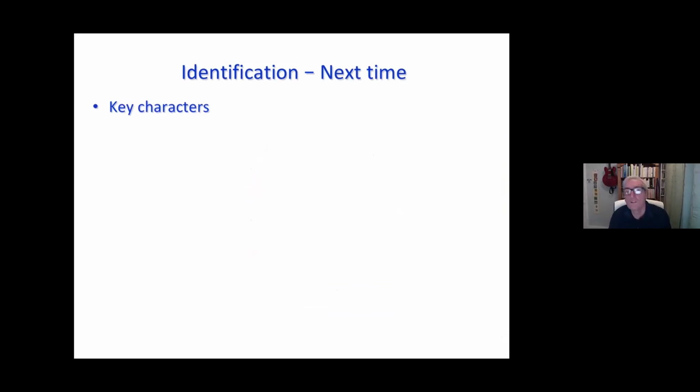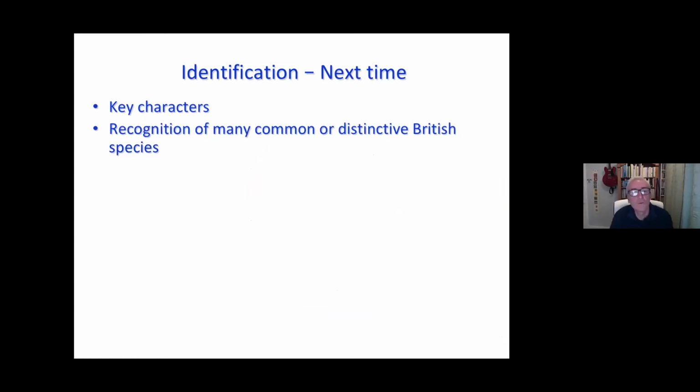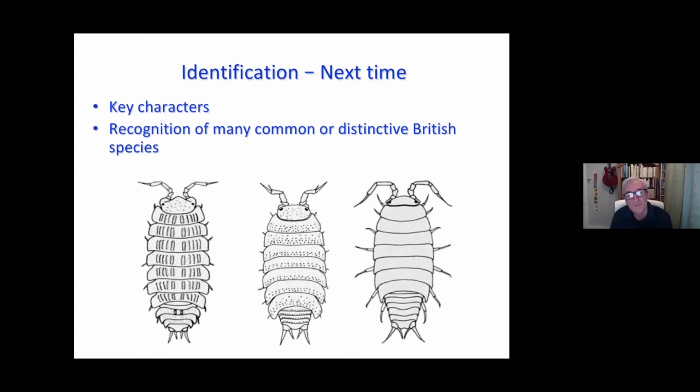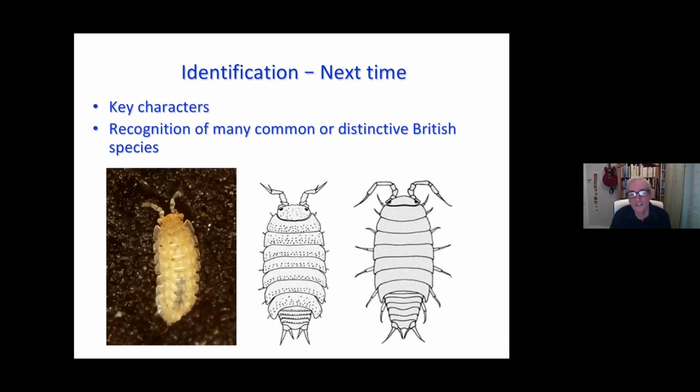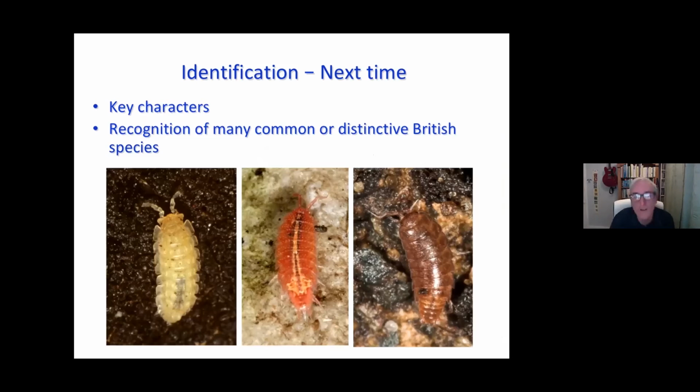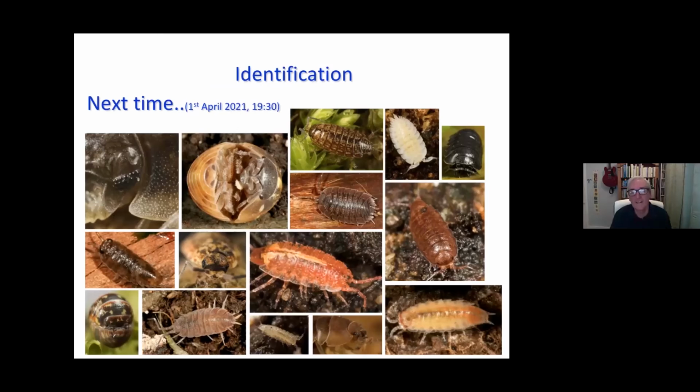Next time, sorry if you're disappointed, you wanted to learn how to identify common species, but next time we will look at a whole range of species in some detail, so you will be able to identify a lot of the British ones. We'll be looking at patterns and colours and shapes and what have you to try and identify these things and look at what the key characters are.